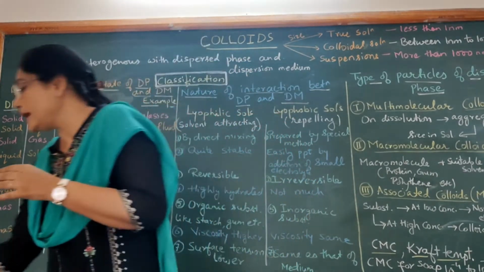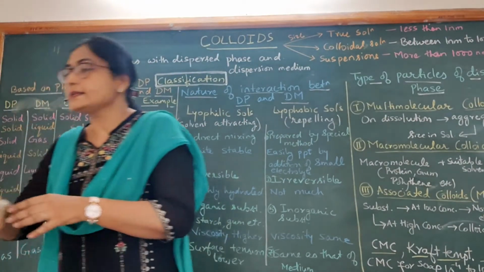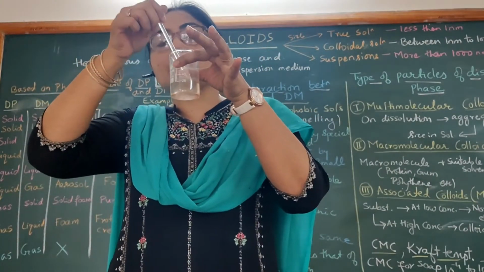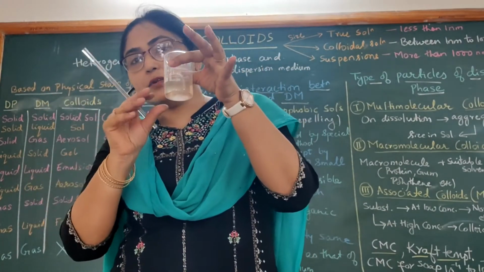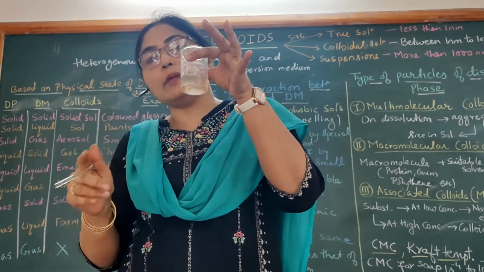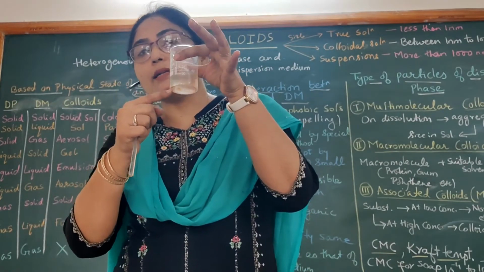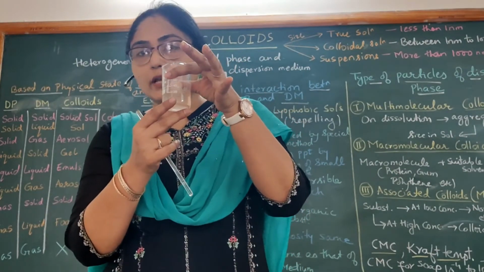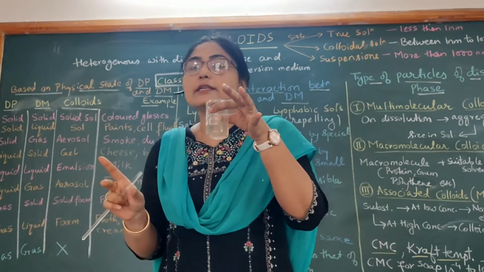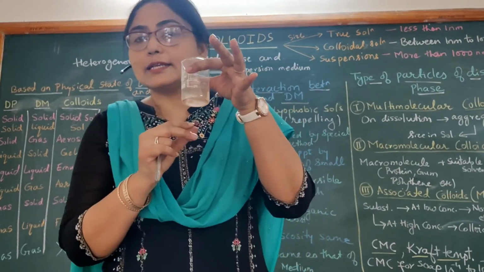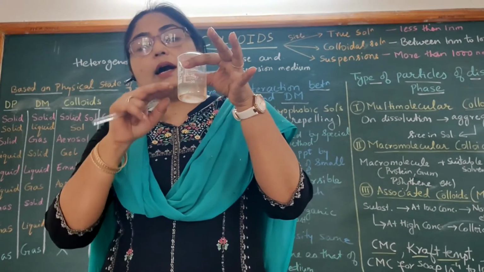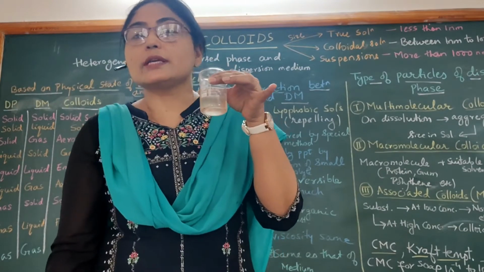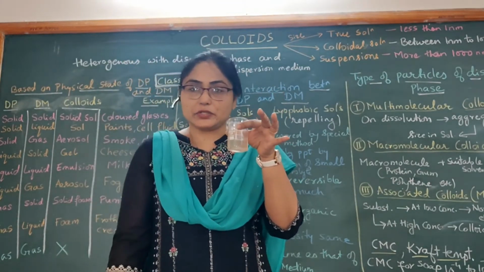Then there is another type of solution, that is the suspension. I have added some dust particles and kept this beaker for quite a long time. Now you can see that these dust particles are getting settled down. Such a solution is not stable. A true solution is a stable solution, but in this solution the solid is getting settled down and the liquid is seen on top. Such a solution is known as a suspension.